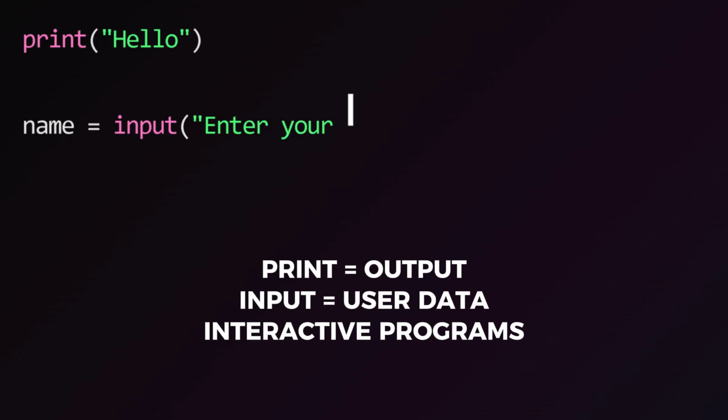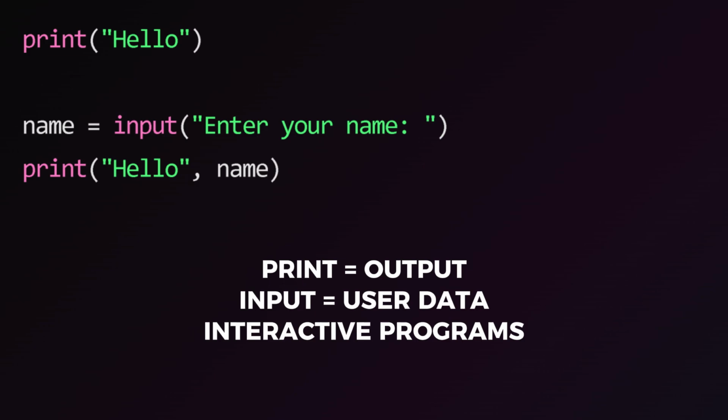But programs become more powerful when they take input from the user. For example, name equals input enter your name. Then we print hello name. This means the user types something and the program responds with it. This is how programs start becoming interactive. Almost every real program uses input and output in some way.